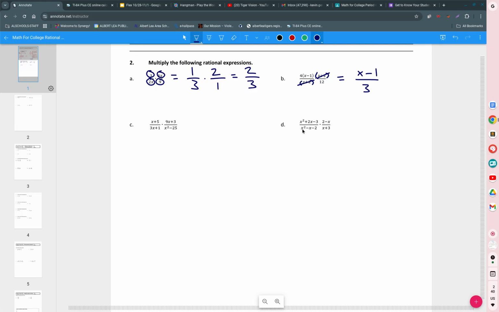Yeah, factor. Go ahead, see if you can do this one on your own by factoring this second piece. See if you can factor it and then see what's going to reduce. Try it and I'll go through it with you then.